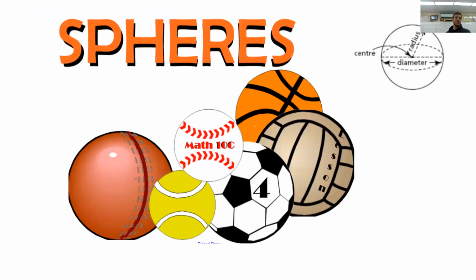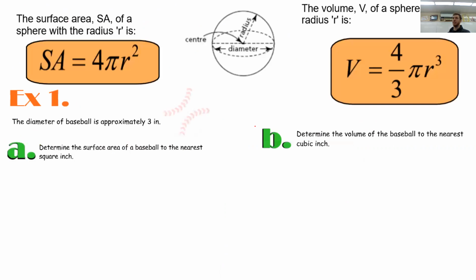Okay, we are going to work with spheres. This is our last shape. So the last part of this lesson is just doing surface area and volume of a sphere. So here we go. The surface area of a sphere is this formula, 4 pi r squared. And the volume of a sphere is 4 over 3 pi r squared. The diameter of a baseball is approximately 3 inches. Determine the surface area and determine the volume.